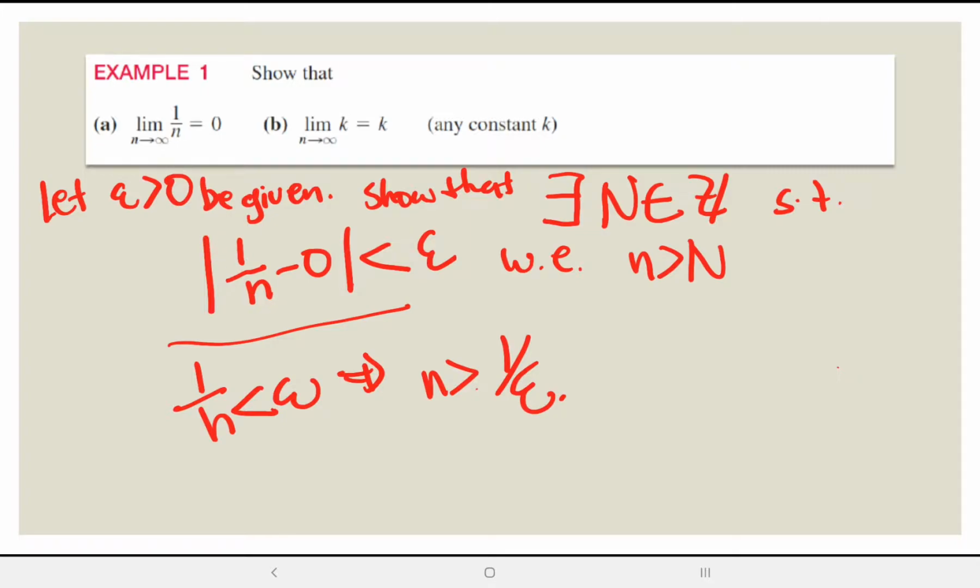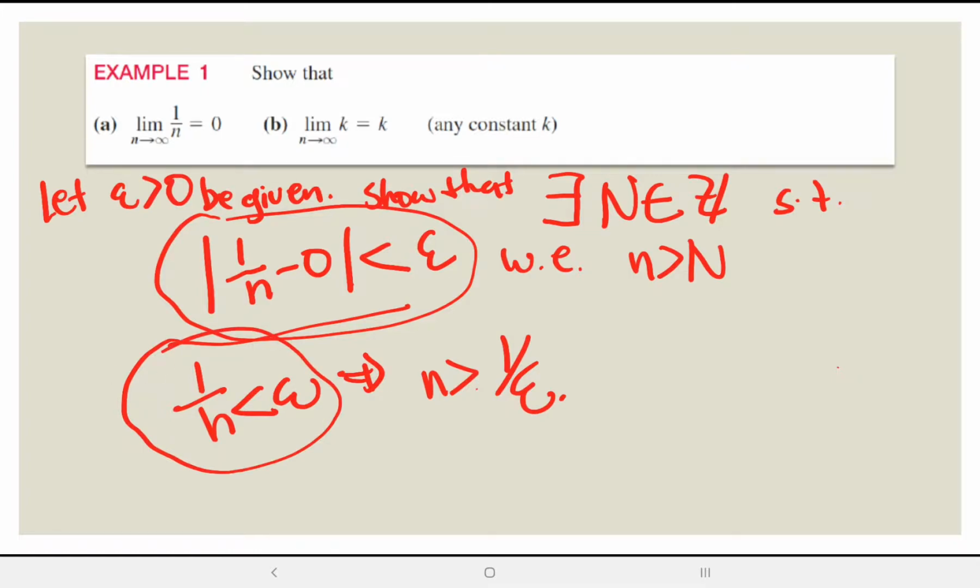Nagigets ba? So, sige, paliwanag ko ulit. Magho-hold lang siya whenever 1 over n is less than epsilon. Tama? Kasi nga, 1 over n minus 0 lang naman to. Right? So, si 0 pala dito ay yung limit natin, so parang bine-verify lang natin. So, 1 over n minus 0 is just equal to 1 over n. And then, the absolute value of that, okay, is just 1 over n. Kasi nga, n is a positive number. So, 1 over n is less than epsilon. This means that N will always be greater than 1 over epsilon.